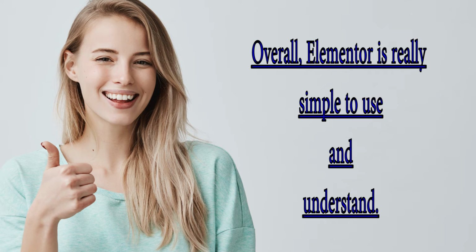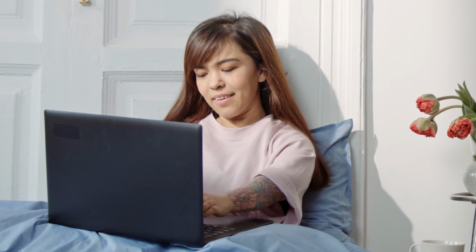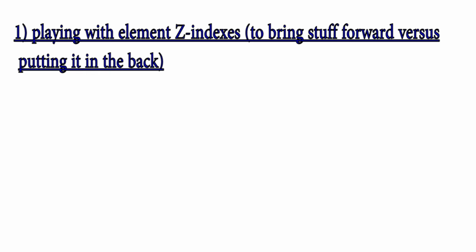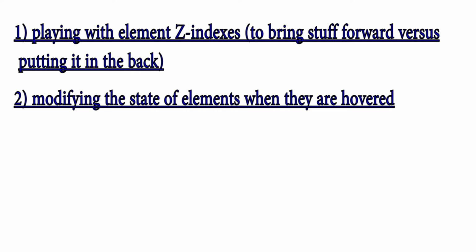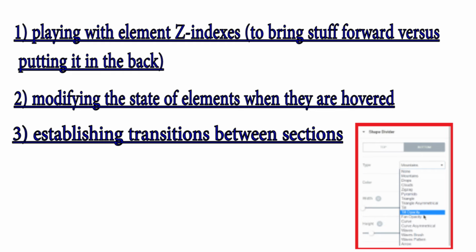You can now work on individual content blocks one by one until you have the entire page ready. Overall, Elementor is really simple to use and understand. Working with your pages becomes a lot more enjoyable after you understand the page structure hierarchy and are familiar with all the content parts. Particularly when you start using some of the more complex functions, such as playing with Elementor z-indexes to bring stuff forward versus putting it in the back, modifying the states of elements when they are hovered, and stabilizing the transition between the sections, such as this one shown on the screen.